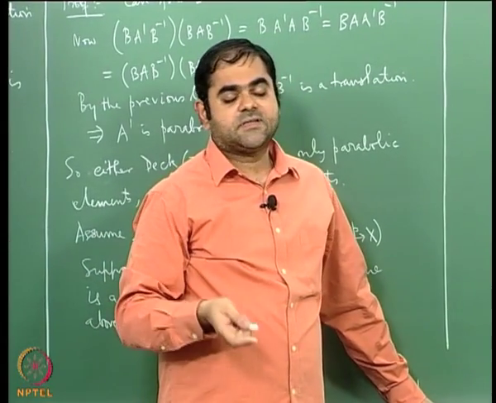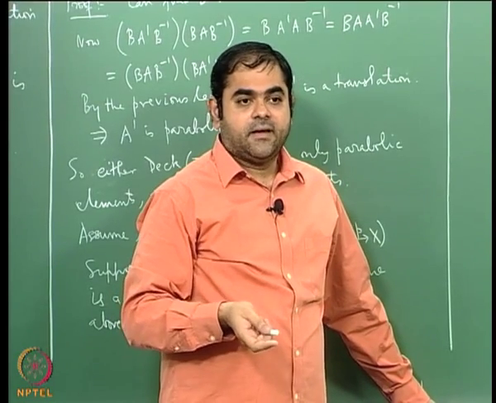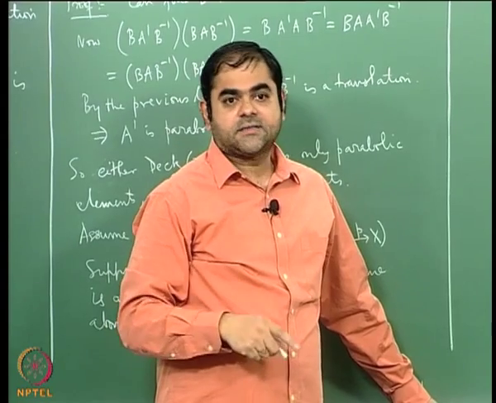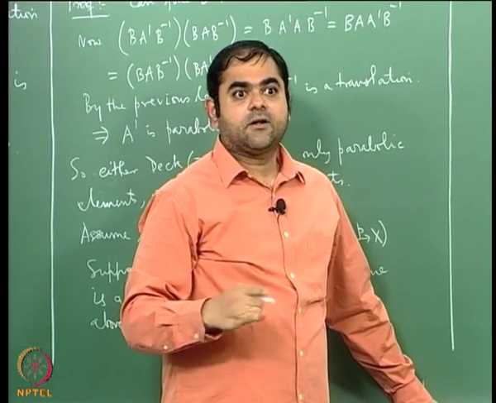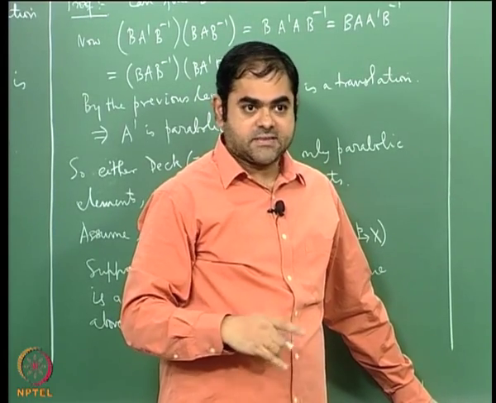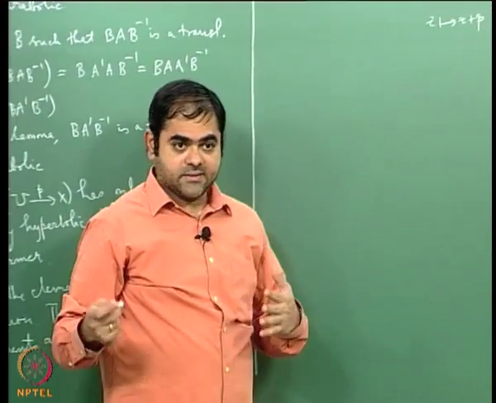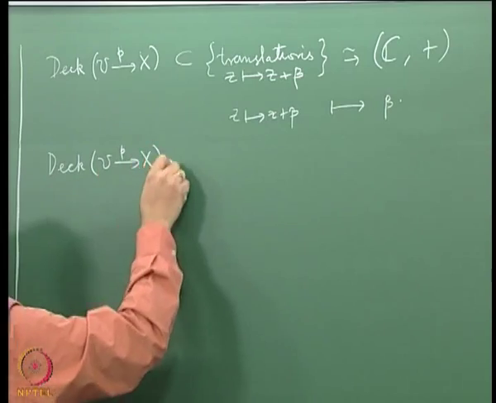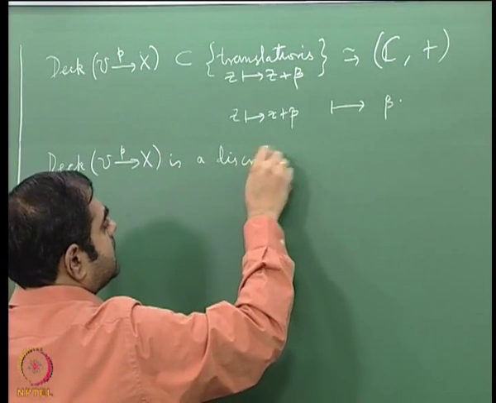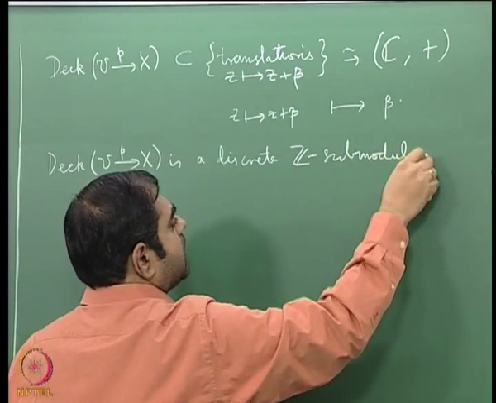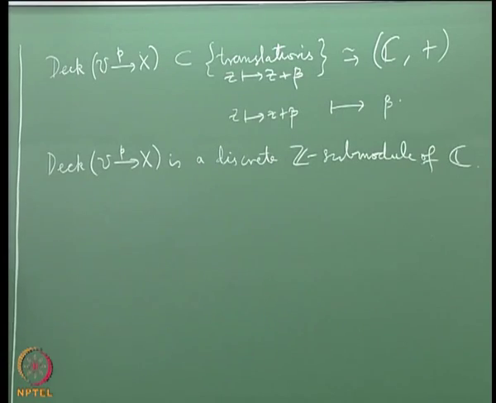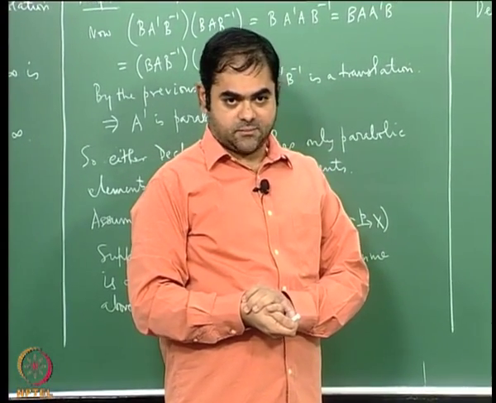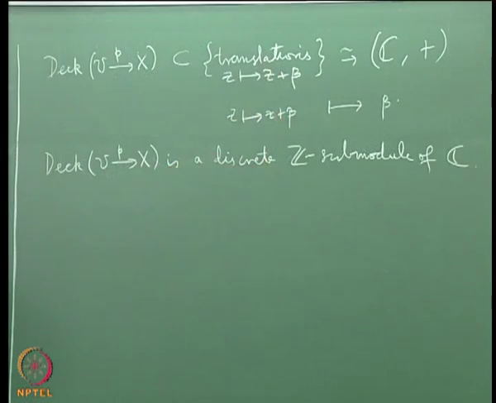Then we gave the statement that a discrete Z submodule of C has to be either generated by integer multiples of one non-zero complex number, in which case it is isomorphic to Z, or it is generated by integer linear combinations of two non-zero complex numbers with non-real ratio, in which case it is isomorphic to Z cross Z. So by the same kind of argument, the Deck transformation group is a discrete Z submodule of C. The proof of this is exactly as it was for the case when the universal covering was the complex plane. There is no difference in the proof, but there is something new now.